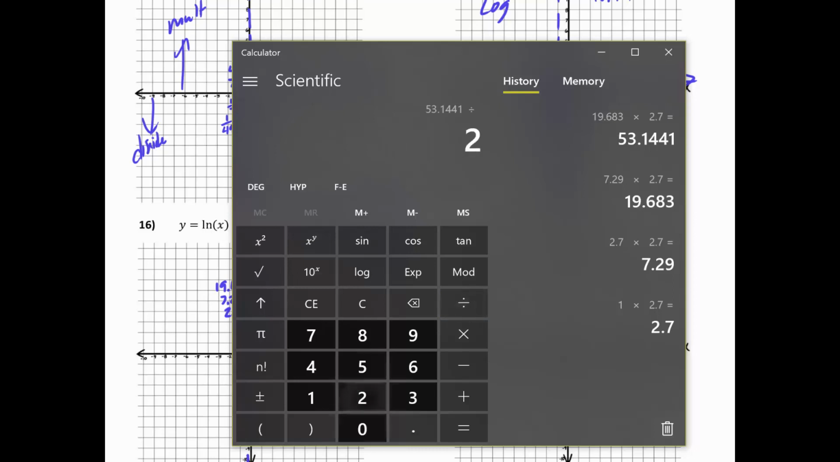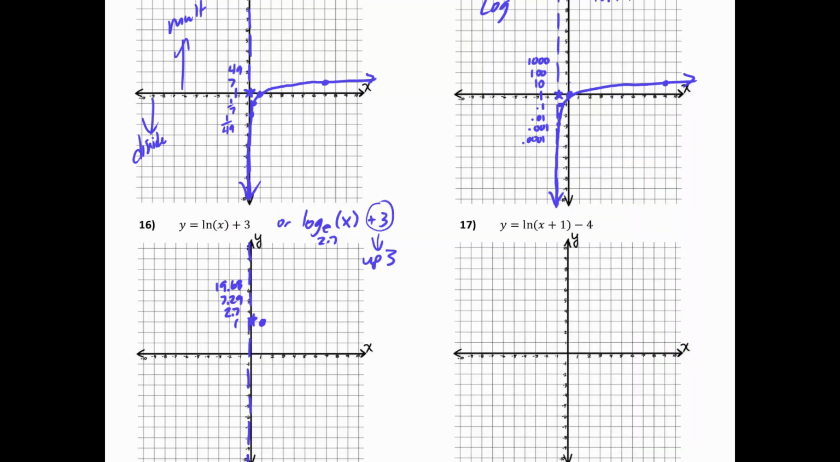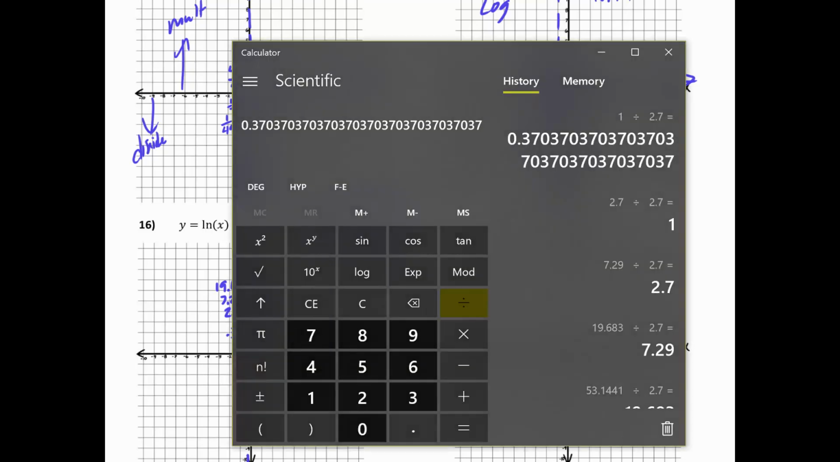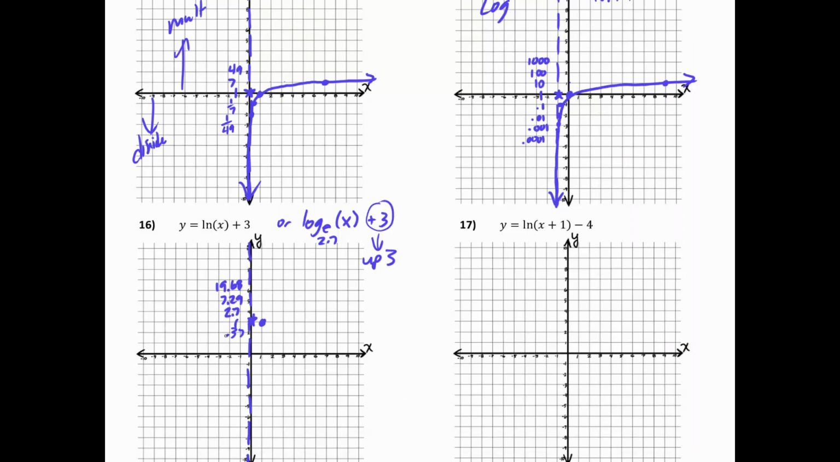So if I divide by 2.7, I'm just going backwards. I can get all the way back down, as long as I don't screw up with the numbers, to 1, where I started. So if I continue and I divide by 2.7, I get 0.37. If I go ahead and do the same thing, divide by 2.7, I get 0.137. Those numbers will continue to get smaller and smaller and smaller, closer and closer to the asymptote. So 0.137 is really close. 0.37, kind of in the middle.